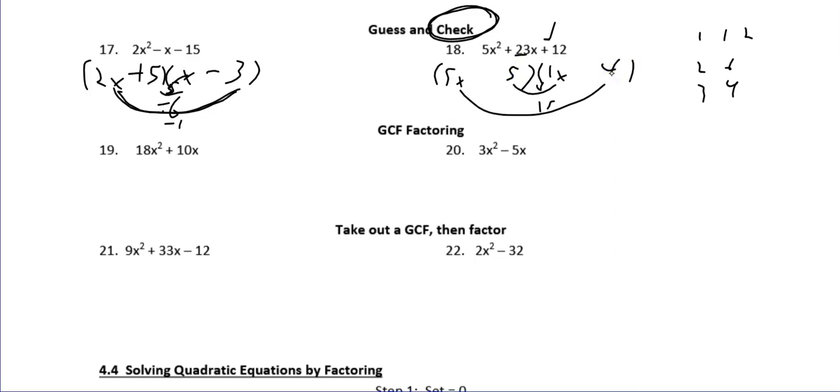5 and 4. 5 times 1 is 5. 4 times 5 is 20. I'm sorry, 4 times 3, not 4 times 5. I can't read my own sloppy handwriting. I have trouble with 3s, you know. That's a 3. That's a 20. 20 plus 3 is 23. So there we go. Both positive. And I'm done.